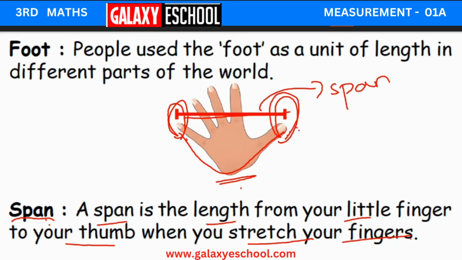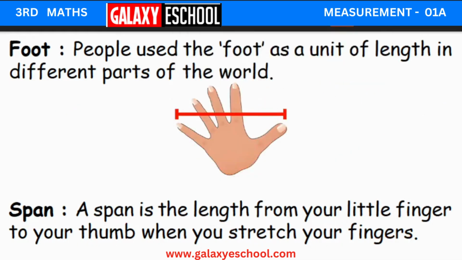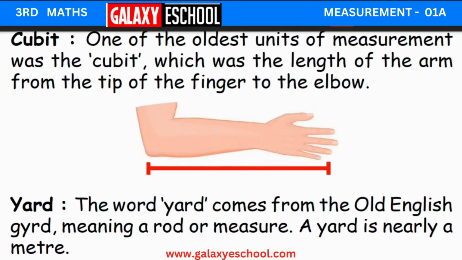See, nowadays what do we use for measuring? We use scales. Yes, on scales we have the markings such as of different centimeters. Or else we use tapes. Yes children, we use tapes to measure longer distances. Now in the ancient times, in the olden days, when these scales and tapes were not yet introduced, then people used these as units of measurement. Say foot or else span, and then next is cubit.